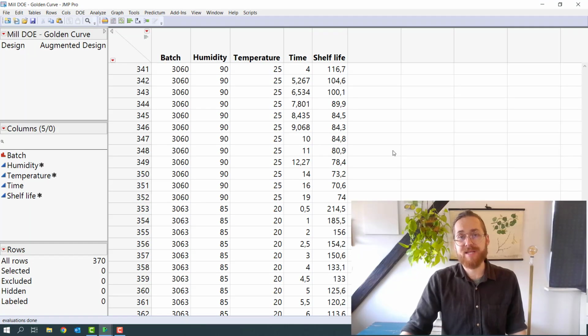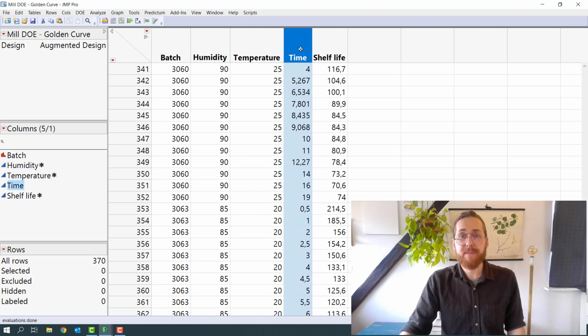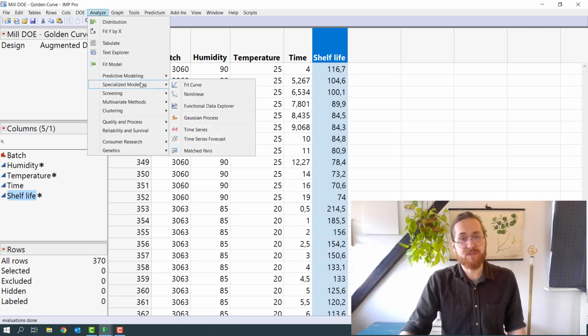Let me explain what is happening underneath the hood here. So here you can see my data, and I have batch information, I have the humidity and the temperature, I have the time, and I have shelf life. So what I want to do is go into Analyze, Specialized Modeling, and Functional Data Explorer. The Functional Data Explorer is only available to us if we have JMP Pro.